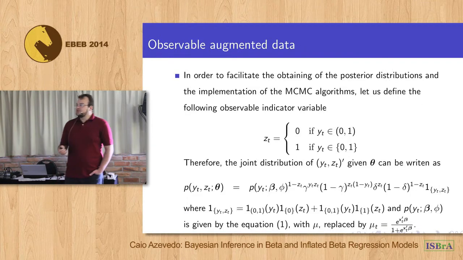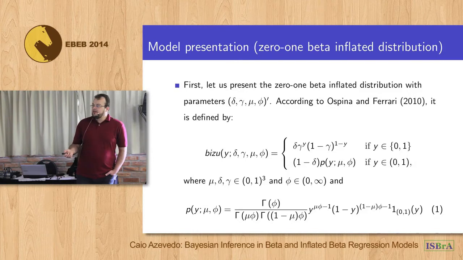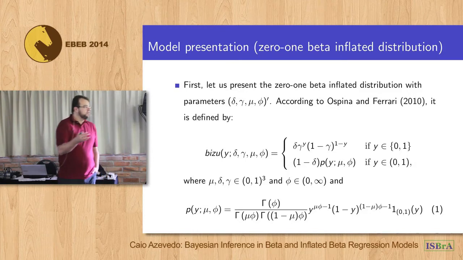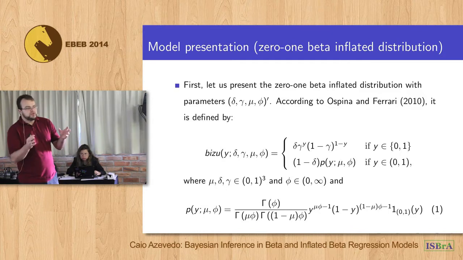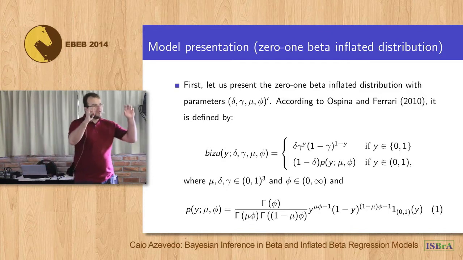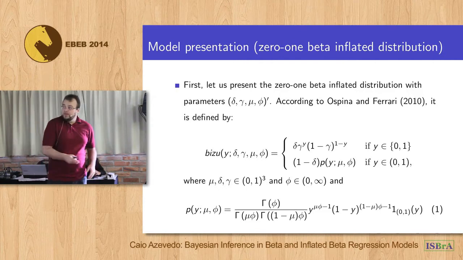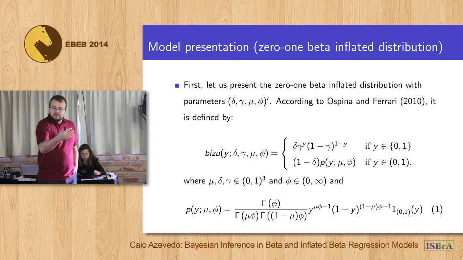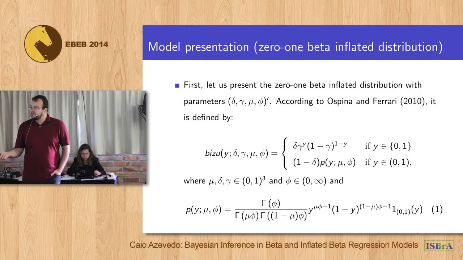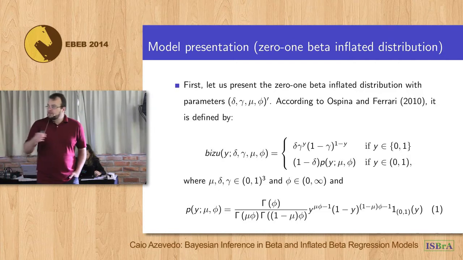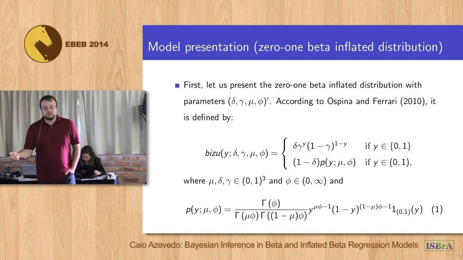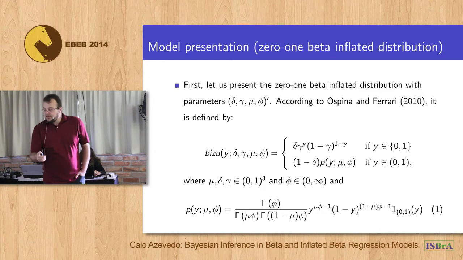But it's possible, one thing interesting here that's very related to any kind of mixture distribution is that it's possible to rewrite the likelihood in terms of some kind of augmented data. This augmented data can be observable and can be unobservable. In this case, we know if an observation is inflated or not. In this kind of setup, we are 100% sure if an observation comes from a beta distribution or from a Bernoulli distribution. So we observe this kind of indicator variable.